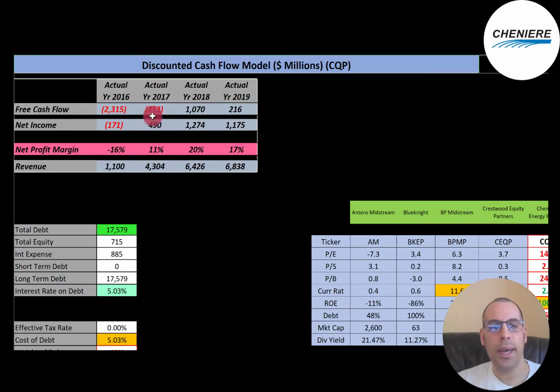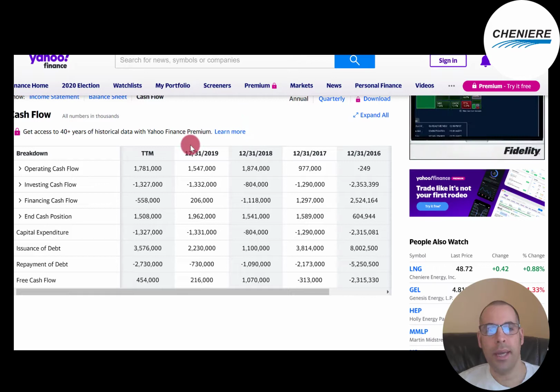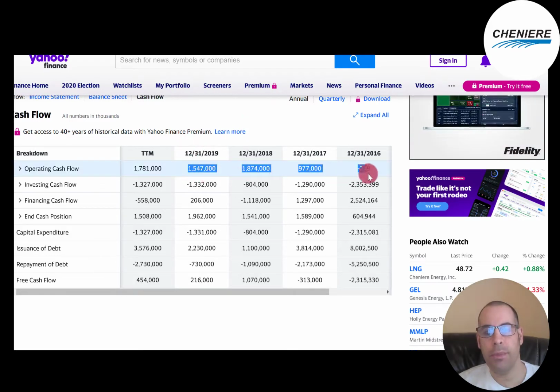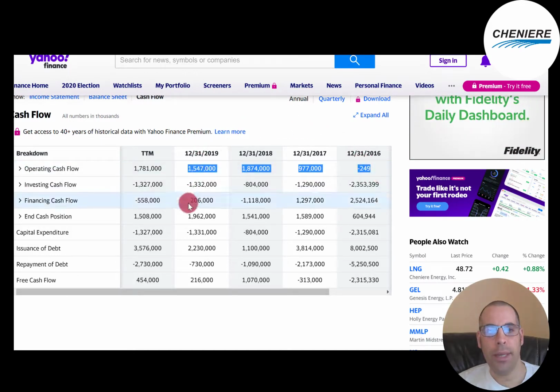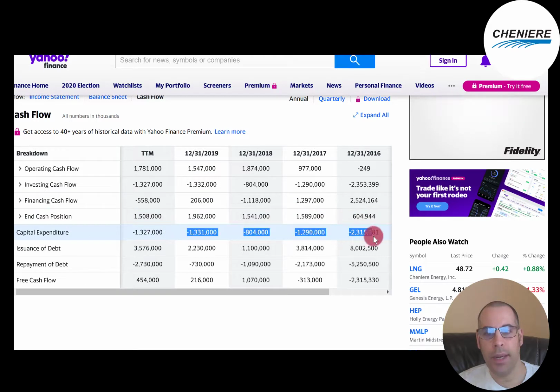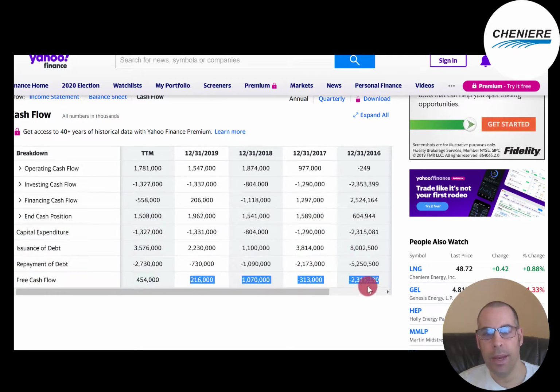Let me show you on their cash flow statement why they had such a big negative 2.3 billion in 2016. This is the cash flow statement, and on the top is cash flow from operations. And then you minus CapEx, which is right here, and that gives you your free cash flow. And in 2016, it was negative 2.3 billion.